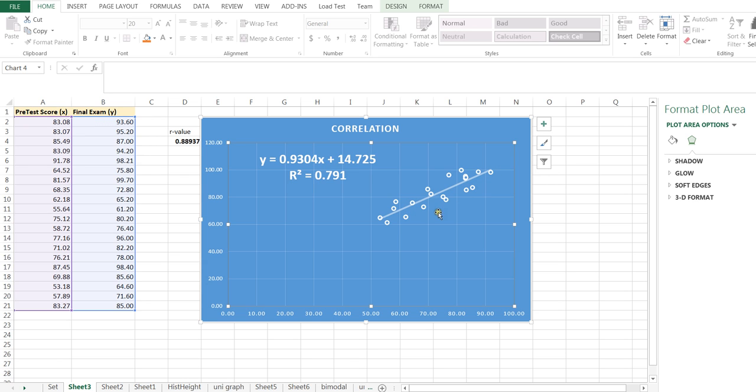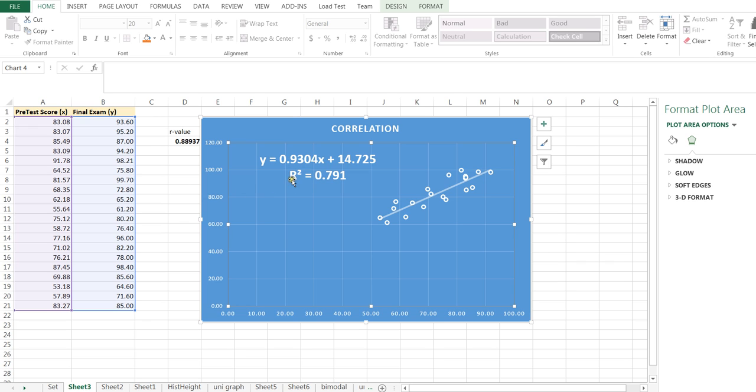Because my data is so clustered and my correlation is so strong, I can actually use this equation to make predictions. So if somebody said to me, well, what would happen if a student got a 50 on the pretest score? What would we expect or estimate their final exam score to be? Well, I can actually calculate that by plugging 50 in for X and solving for Y. I can plug any value in for the pretest score and solve for the corresponding expected or estimated final exam score. Remember, this is just an estimate. It's not 100% accurate, but our correlation is quite strong, so we're going to get a pretty good estimate.